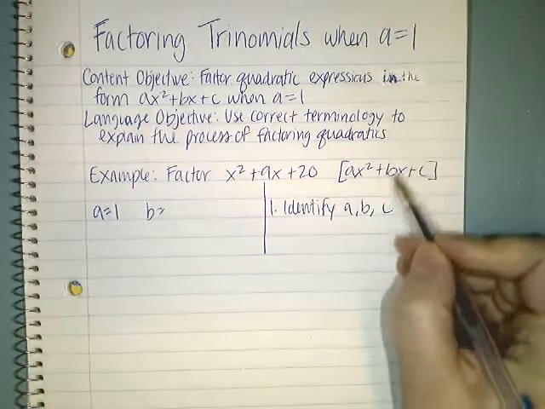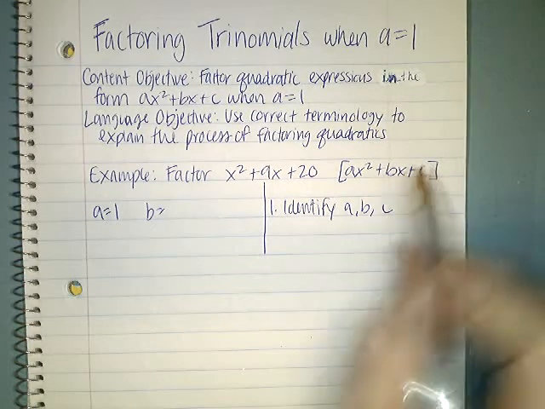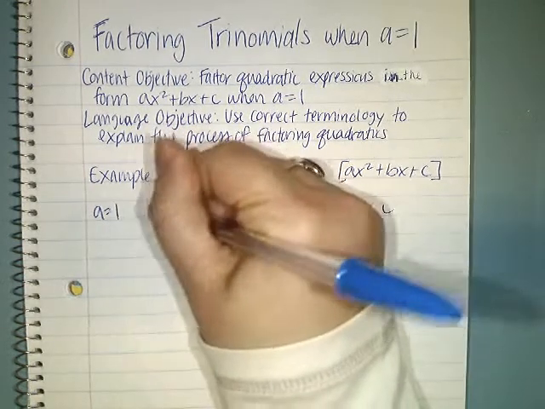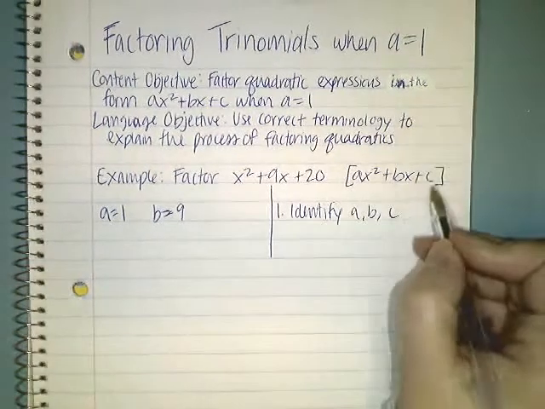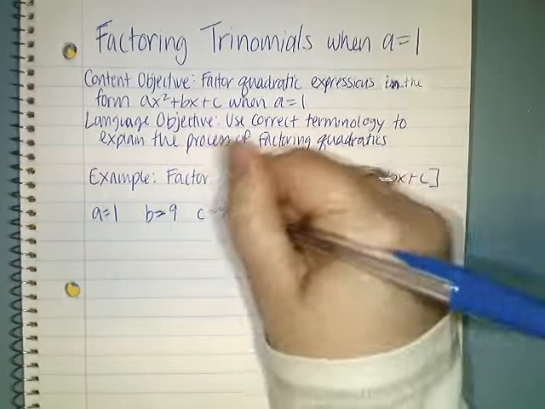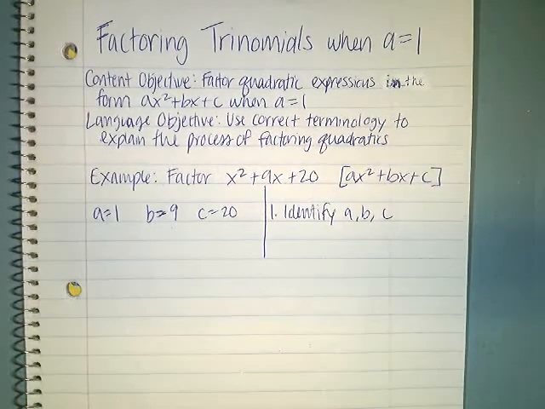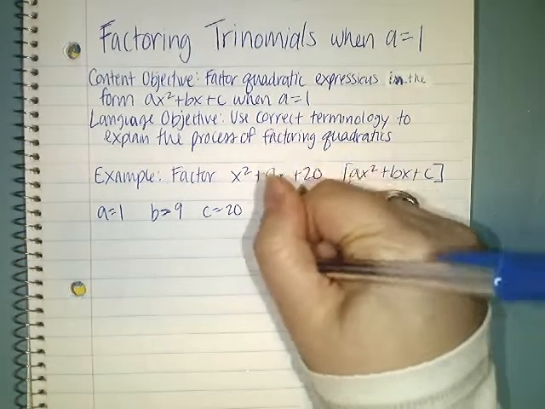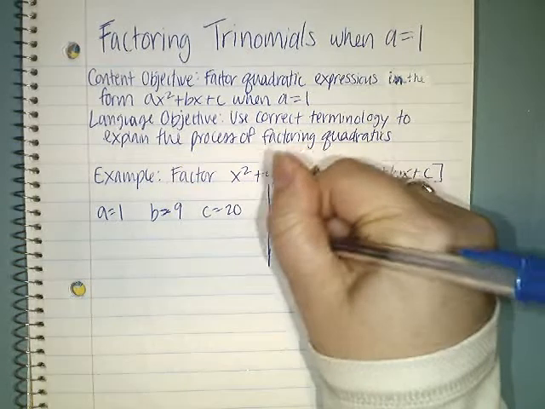B here is going to be the coefficient, or the number next to x. So b is going to be 9 in this case. And then c is our constant, or the number without a variable. So c here will be 20. So I've identified a, b, and c. That's my first step. After I do that, I'm going to find the factors of c.